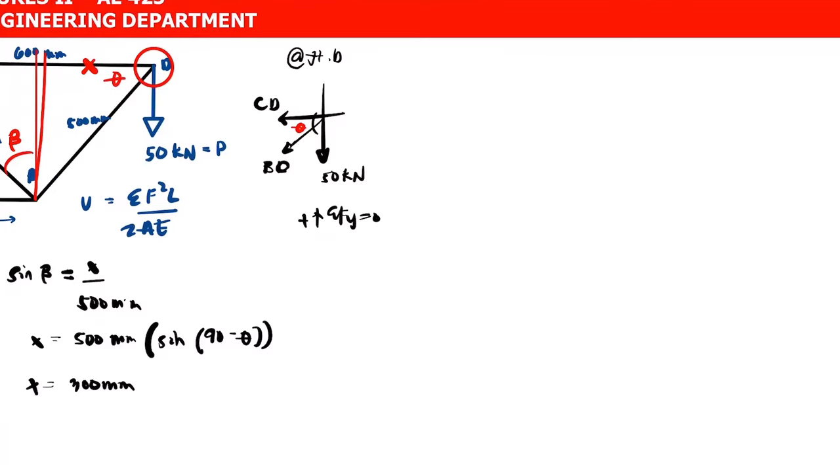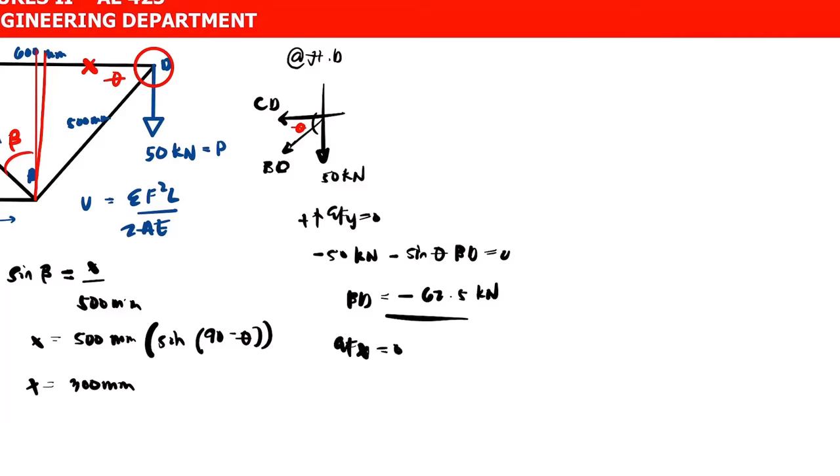Going upward is positive. That is negative 50 kilonewton minus sine theta times BD is equal to 0. And BD is equal to what? Negative 62.5 kilonewton. Okay? So, for CD, summation of forces in X is equal to 0.